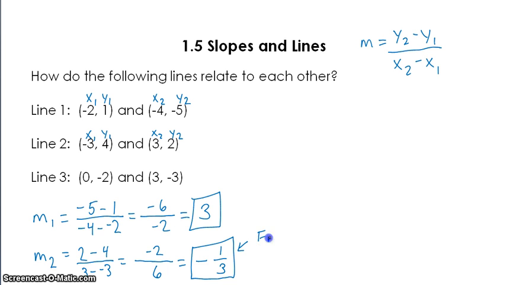Notice that my slope is a fraction in lowest terms. As a general rule, always write your slope as a fraction in lowest terms. I can look right at this fraction and see that 1 is my rise and 3 is my run.